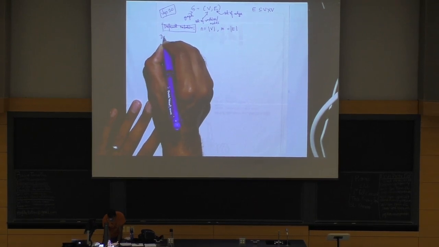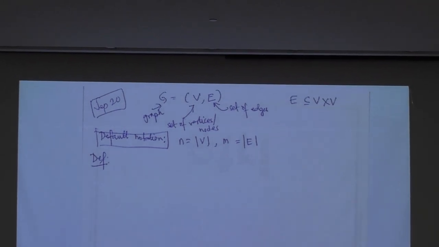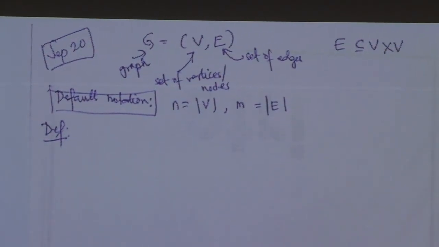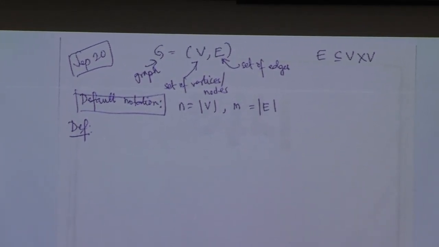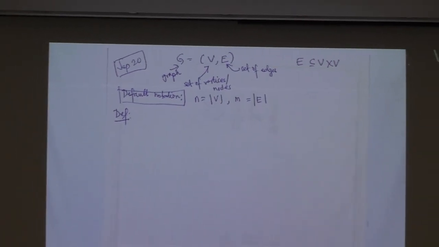All right. So we're going to talk about whether a graph, yeah, Richard. What is the x equal to v thing? This is the cross product. Any other questions?